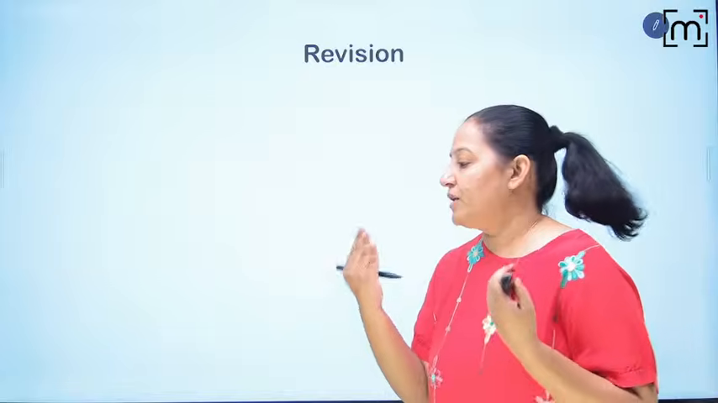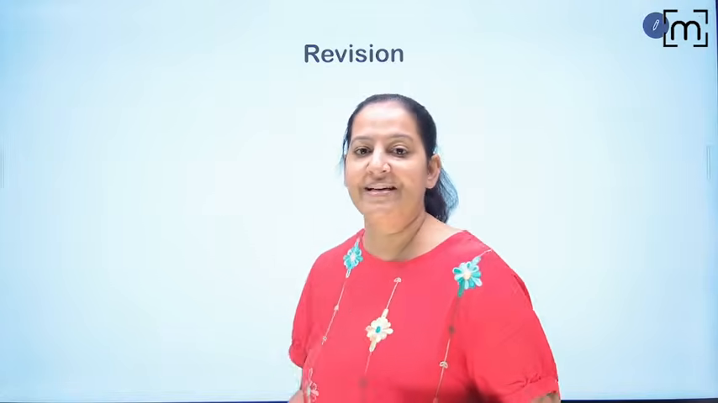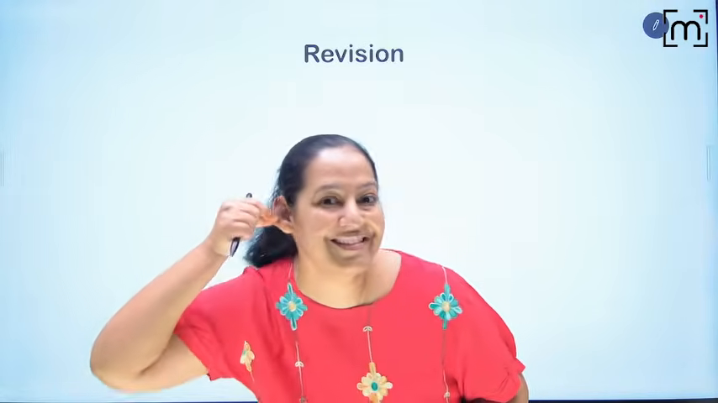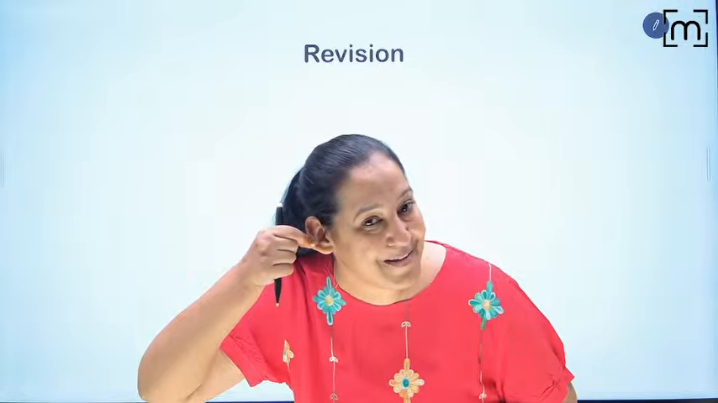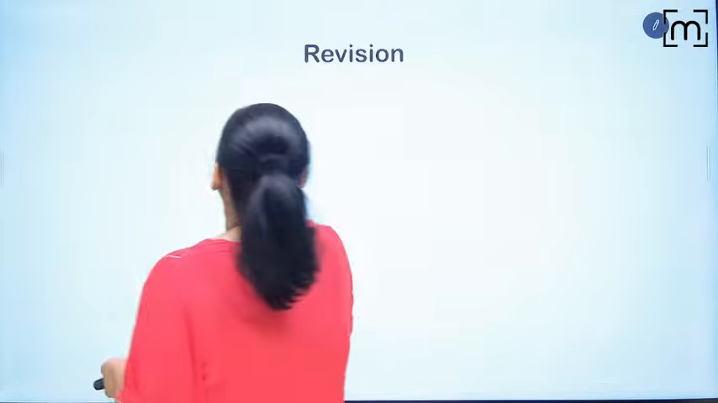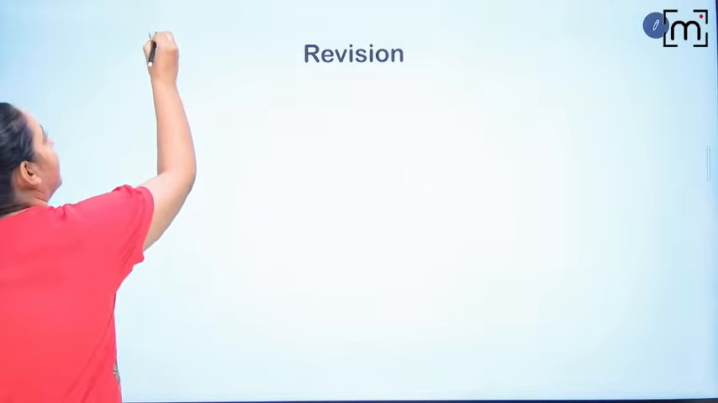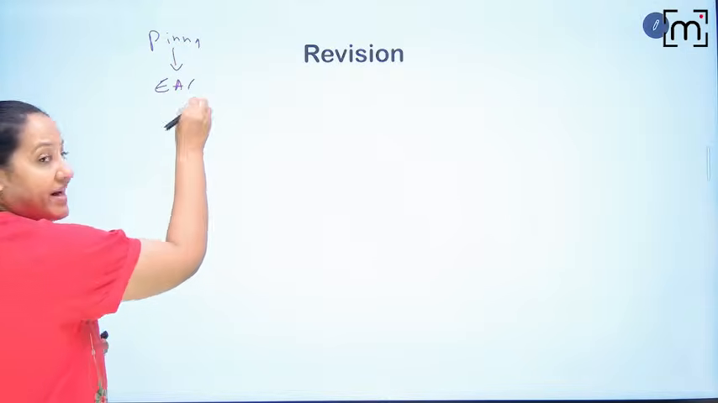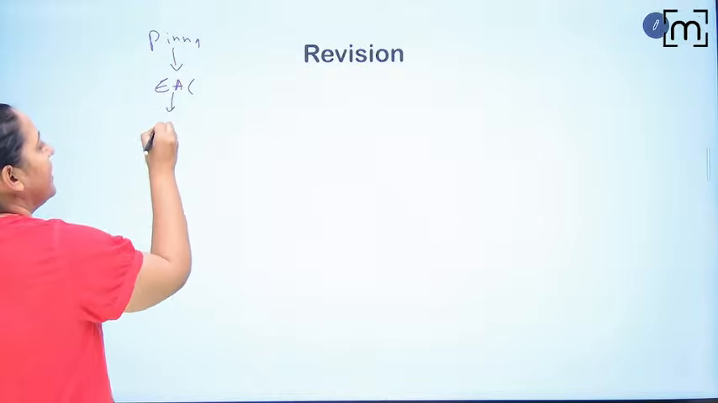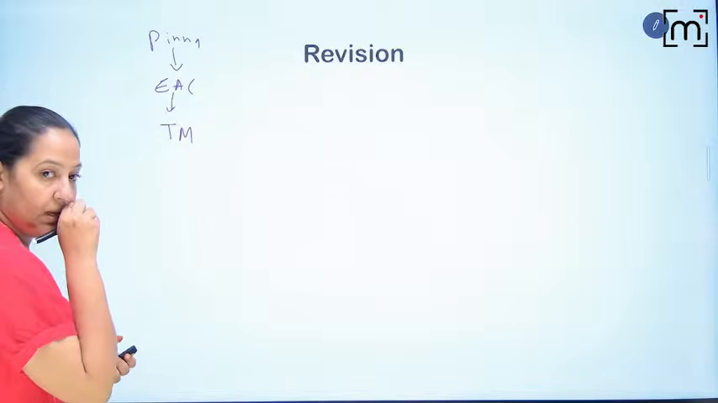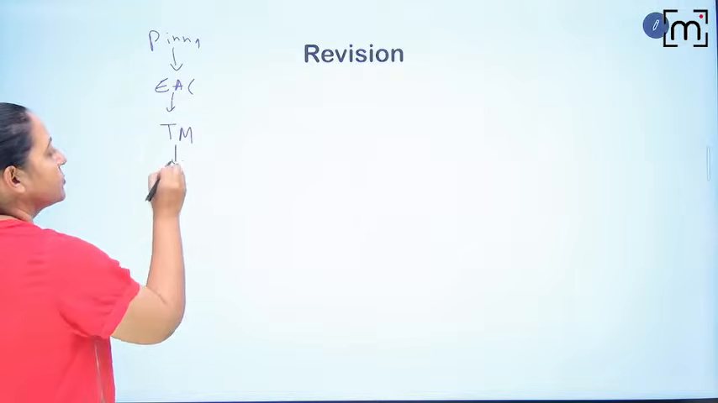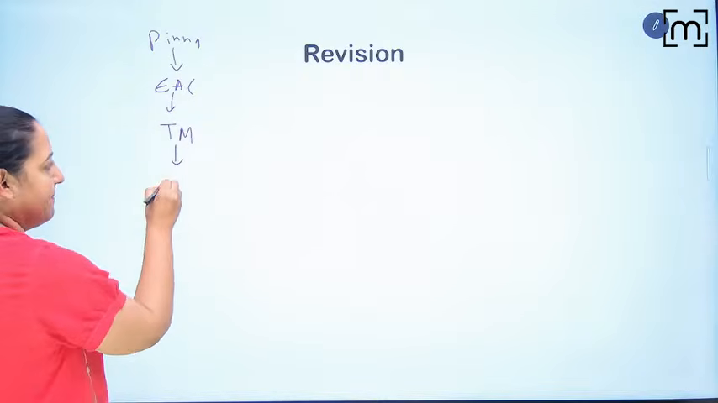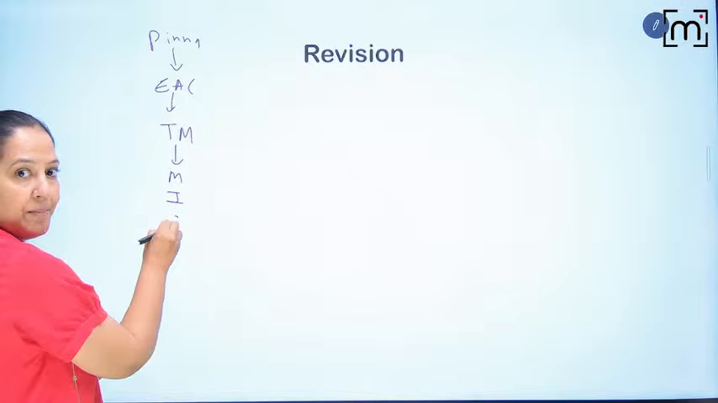Can we revise the complete pathway once? I will write it. Say, sound is coming in my pinna. This is my pinna. Sound comes in the pinna. From the pinna, it goes to the external auditory canal. You imagine. From the external auditory canal, it goes to the tympanic membrane. From the tympanic membrane, it goes to the ossicles. In the ossicles, M, followed by I, followed by S.